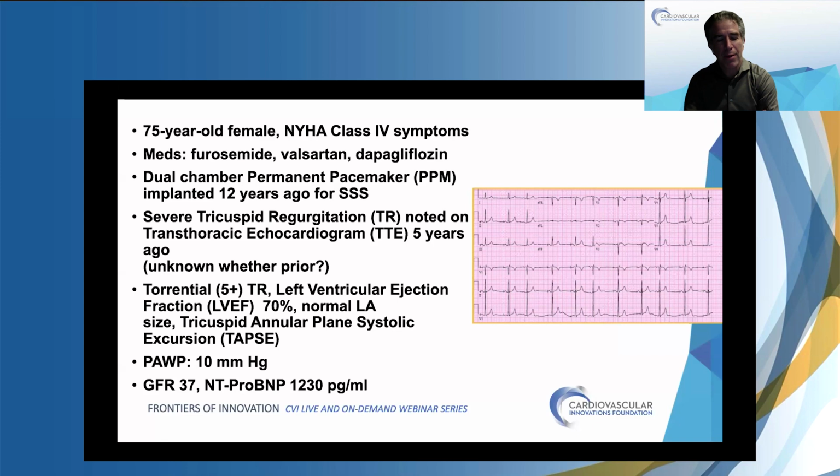Transthoracic echo, and I'll show some representative images, showed 5+ tricuspid regurgitation, a normal left ventricular ejection fraction, an interesting normal LA size, and normal right ventricular function. What we learned from the TRILUMINATE trial and data, and Paul can weigh in here, is that clinical outcomes, hard endpoints, are pretty good if you optimize patients with right heart catheterization beforehand. So we did that. Wedge pressure was 10, so her TR was still severe in the absence of any left-sided issues. And you see she has some modest renal dysfunction and an elevated pro-BNP.